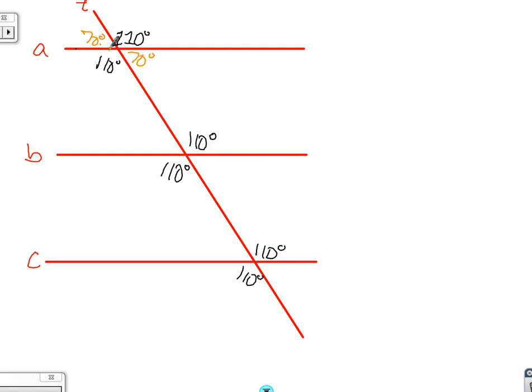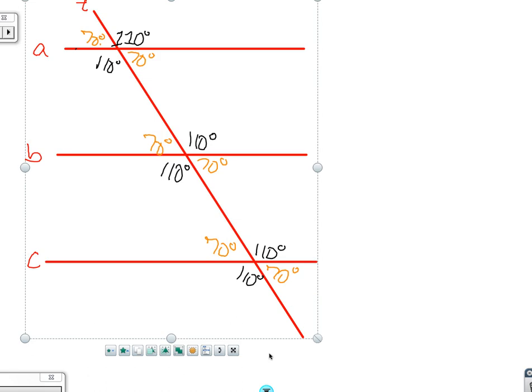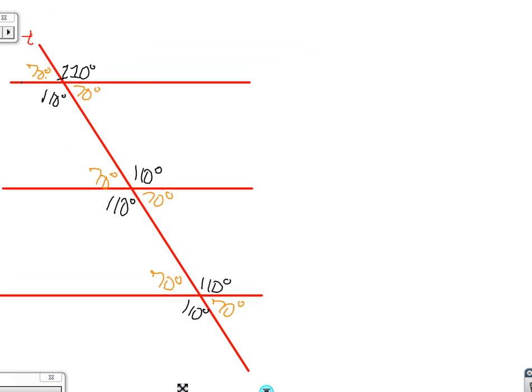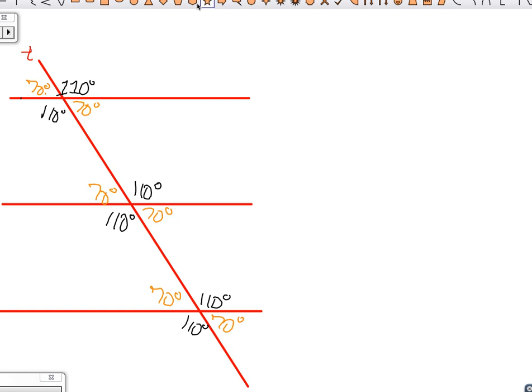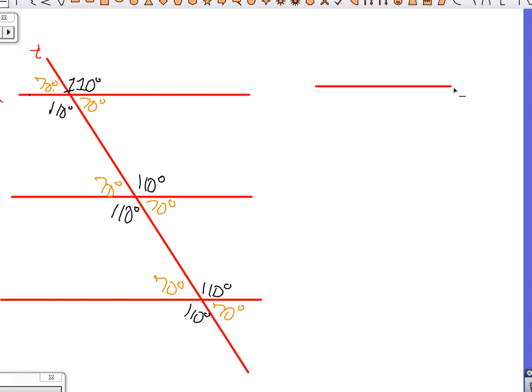If we overlap lines A and B, the corresponding angles will also be congruent, which means this will be 70 degrees. The angle across from it will be 70 degrees. And the same will go for line C, where this one will be 70 degrees, and this angle will also be 70 degrees. Now, we're going to take that relationship and expand it just a little bit and make it just a little bit more complex.